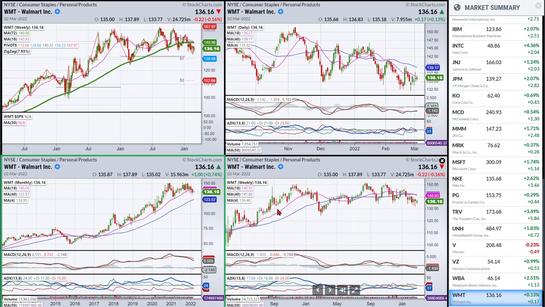Walmart's having some problems here. I don't really understand why this can't hold the 18-month, but it isn't holding it. And now notice how the ADX is dropping down under 25 on the monthly chart. So this could spend a long time consolidating. Support's down under 130, so just be aware of that.